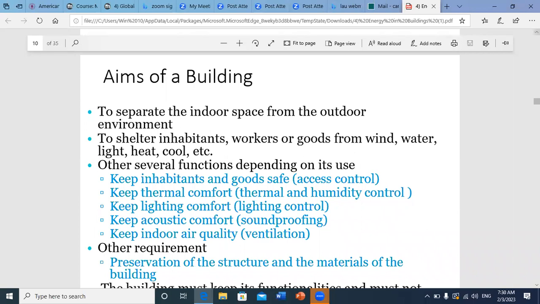So let's say we should keep, of course, inhabitants safe. And let's say we want to store goods, the storing conditions should be satisfied to avoid safety issues. We should keep thermal comfort by ensuring appropriate thermal and humidity control. We should keep lighting comfort. We should keep acoustic comfort and good indoor air quality.